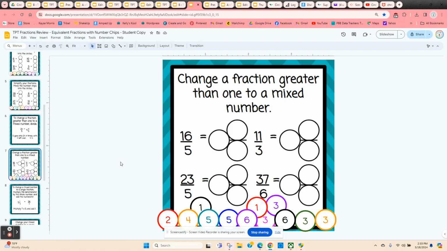Students are going to do that also with the number chips. So their whole number is going to go here. They're just going to divide. 5 goes into 16 3 times. So they're going to move the 3. 5 times 3 would be 15. That means there's 1/5 left over. That denominator stays the same. They're going to do the same thing with the other 3.